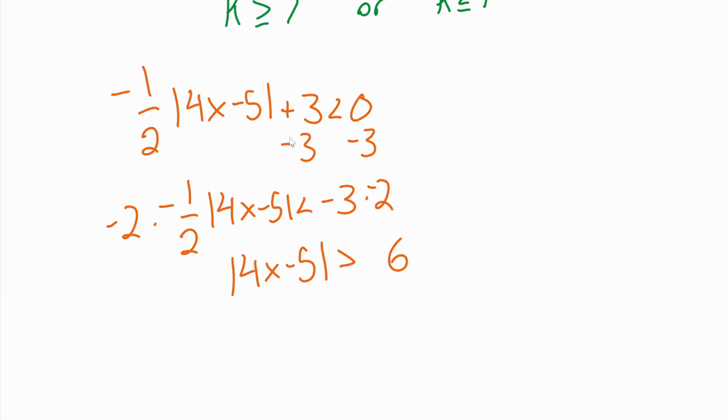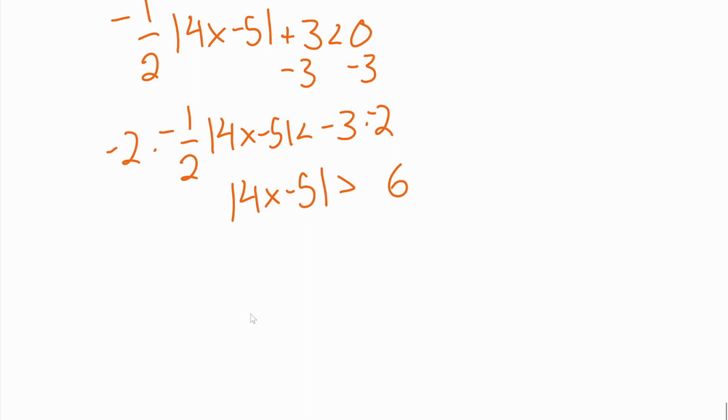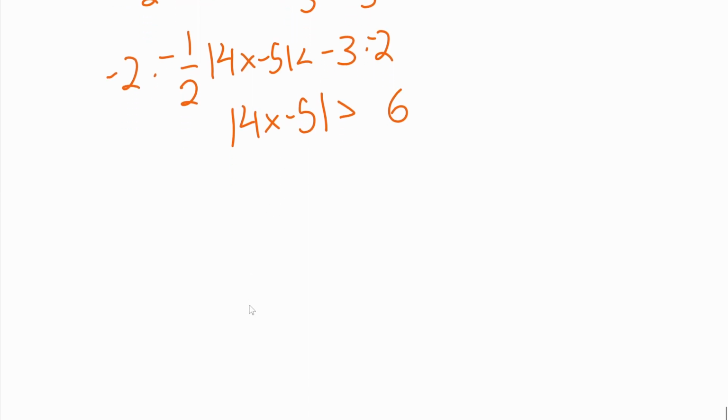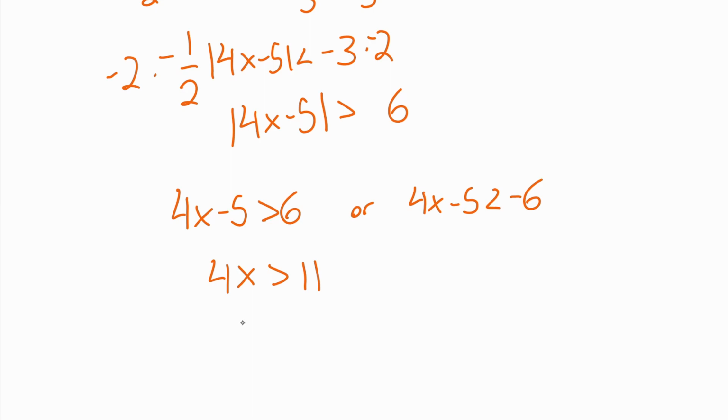So now it's pretty much the same as the one we just did. So we just had one extra step there. So 4x minus 5 is greater than 6, or 4x minus 5 is less than -6. So we get 4x is greater than 11, x is greater than 11/4, or 4x is less than -1, x is less than -1/4.